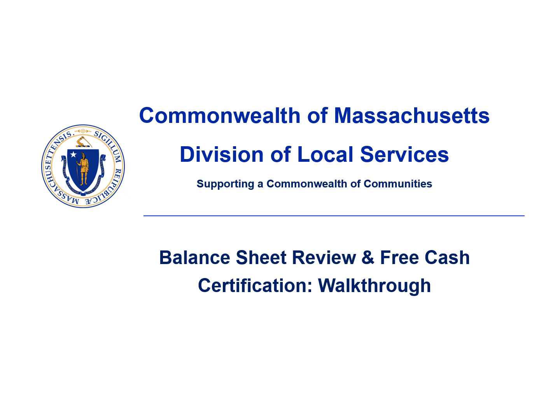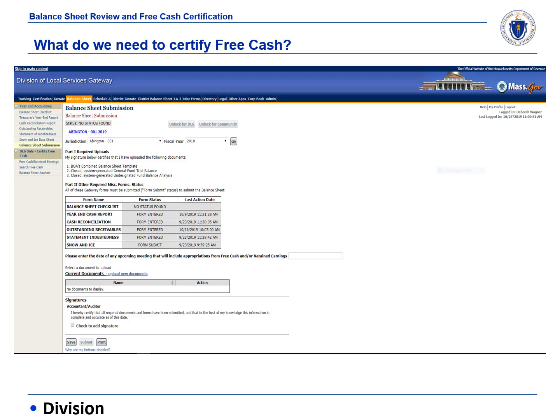Welcome. This presentation will provide a walkthrough of the combined balance sheet template, the standardized form used to request a free cash certification from the Bureau of Accounts. Other forms and submissions will also be introduced.